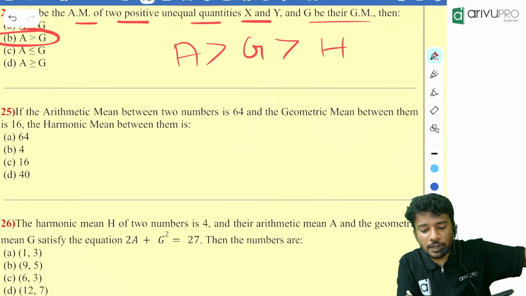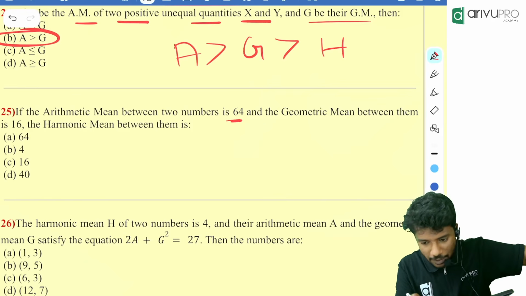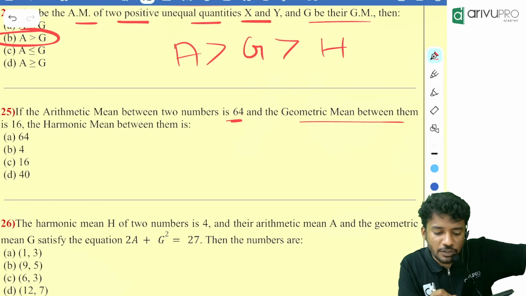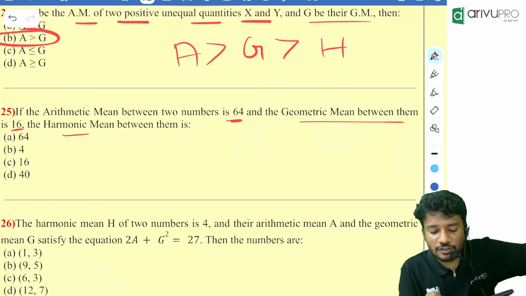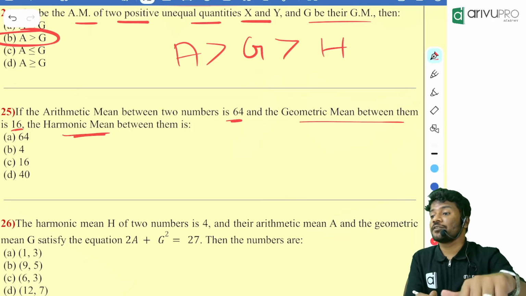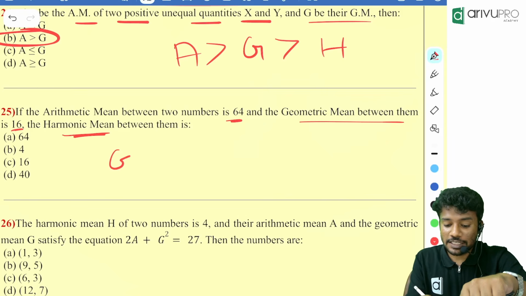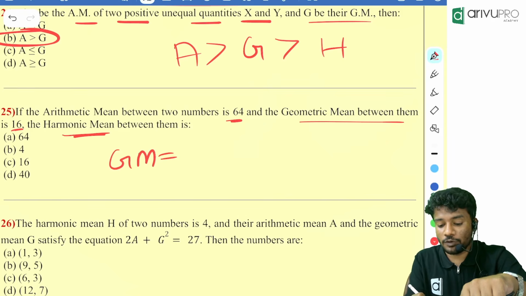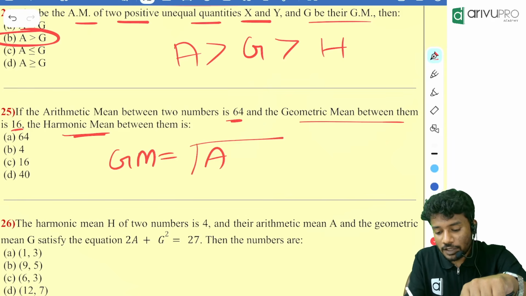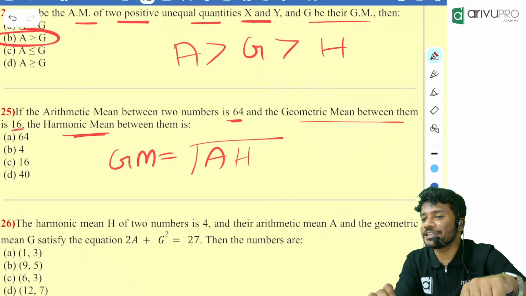AM between two numbers is 64. Okay, AM is given. GM between two numbers is 16. We need to find what? Harmonic mean. Which formula are we going to use? Connecting formula. GM is equal to what? Root of A into H.